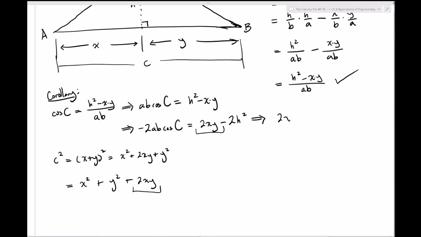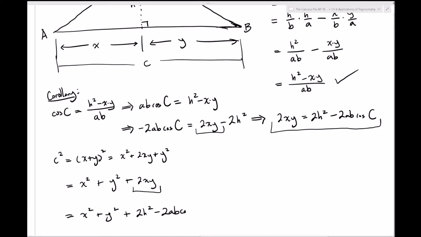So 2xy, if I solve for that quantity, is equal to 2h squared minus 2ab cosine c. And what did I do there? I added 2h squared to both sides. So this I like, and I'm going to replace it in here. x squared plus y squared plus 2h squared minus 2ab cosine c. So this is what c squared is currently equal to, if you follow.